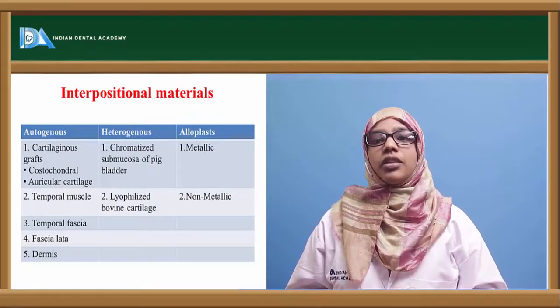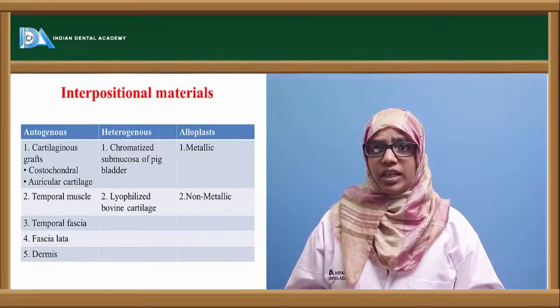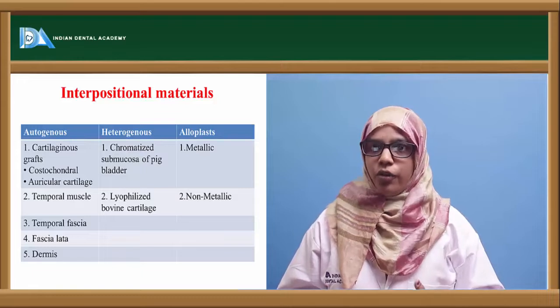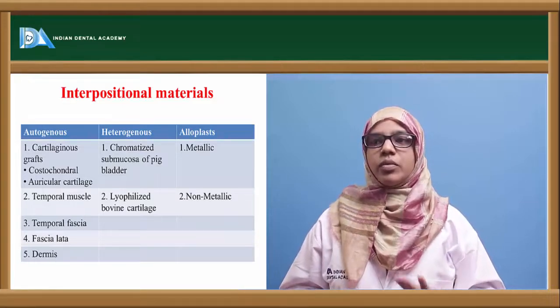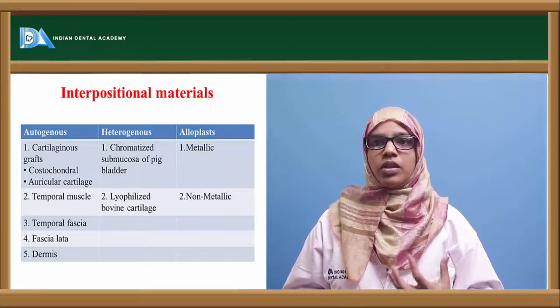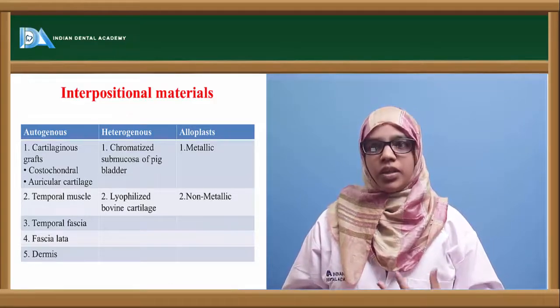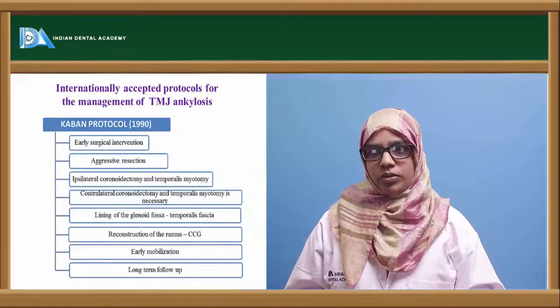Okay, what are the other materials that could be used as an interposition material? Autogenous material like cartilage, like costochondral cartilage, auricular cartilage can be used. Temporalis fascia, fascia lata and dermis can be used. Heterogenous material like lyophilized submucosa of pig bladder, lyophilized bovine cartilage can be used. Alloplastic materials like metallic and non-metallic materials can be used.